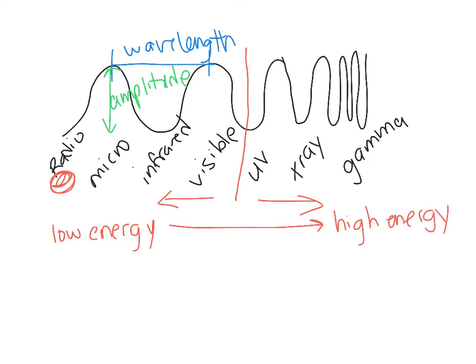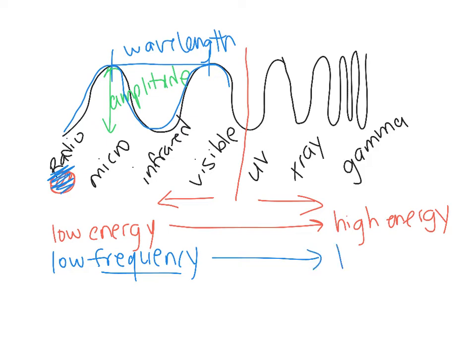We talked about how on the radio side right here, the waves are not going up and down very often. This is called frequency. So this means it has a low frequency. It's a vocab term, make sure you know it. Frequency is how often the wave goes up and down in a given amount of time. As you go to the gamma side, you get high frequency.